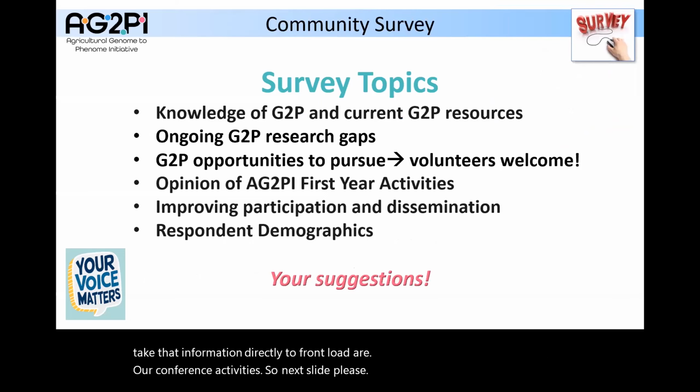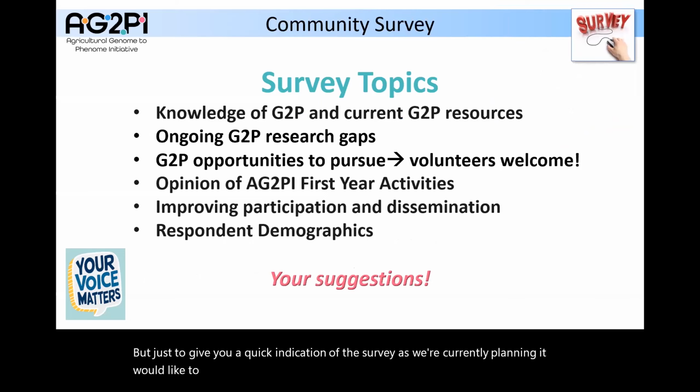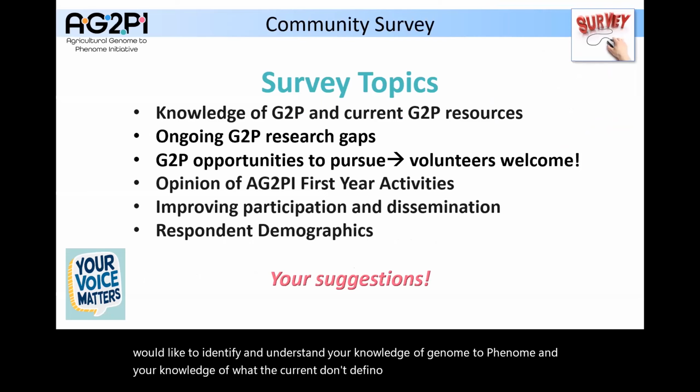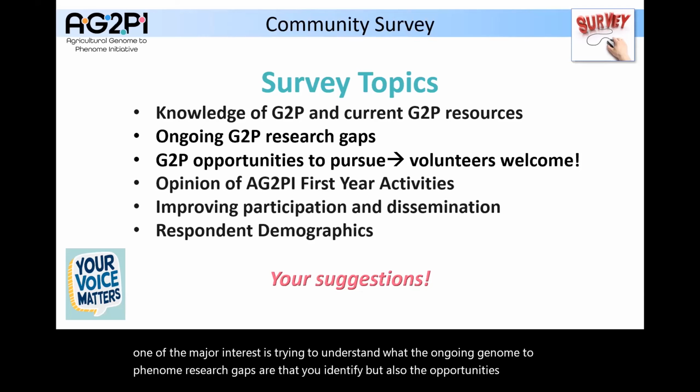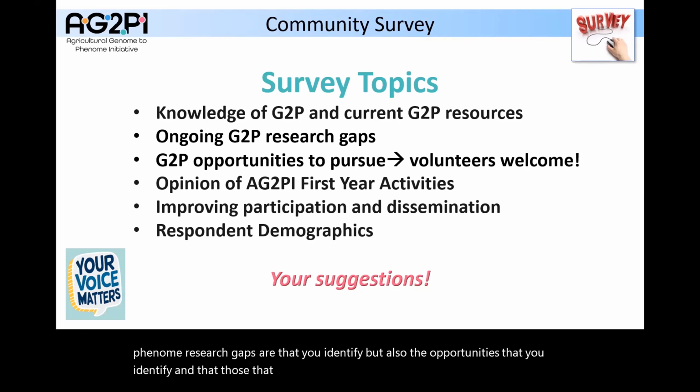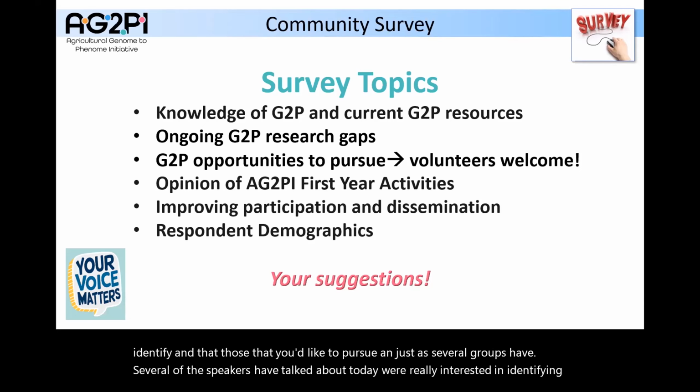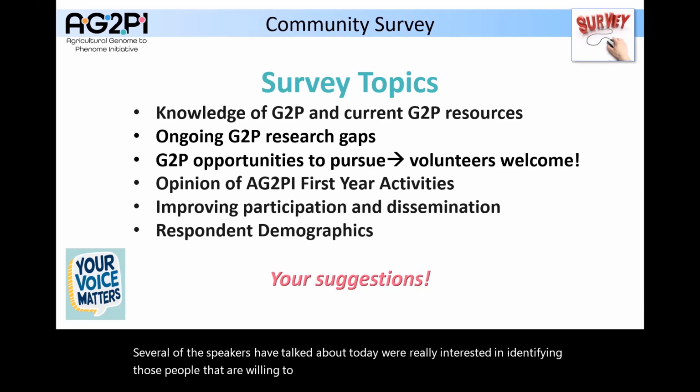So just to give you a quick indication of the survey as we're currently planning it, we'd like to identify and understand your knowledge of genome to phenome and your knowledge of what the current genome to phenome resources are that you use. Again, one of the major interests is to try to understand what the ongoing genome to phenome research gaps are that you identify, but also the opportunities that you identify and those that you'd like to pursue. And just as several of the speakers have talked about today, we're really interested in identifying those people that are willing to participate and volunteer their knowledge and their time and effort to help the community.